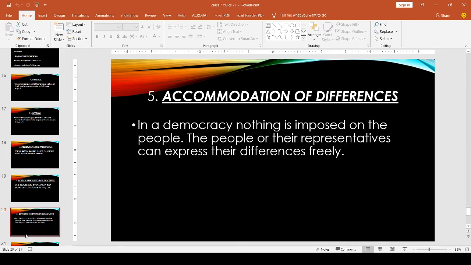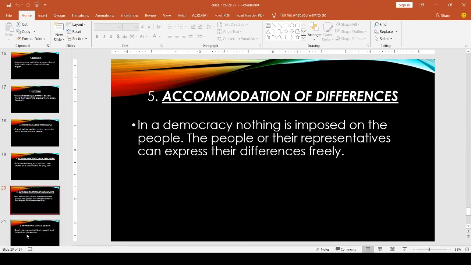The next is accommodation of differences. In a democracy, nothing is imposed on the people. The people or their representatives can express their differences freely. Nothing is imposed on the people, and the government must act according to the needs of the people. And there are some opposition parties in the parliament or legislature, and they oppose the government at every point.